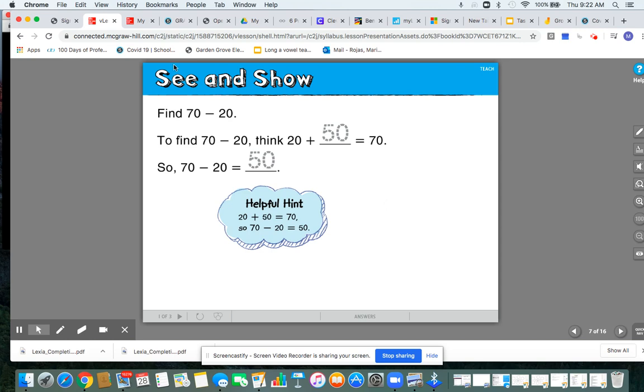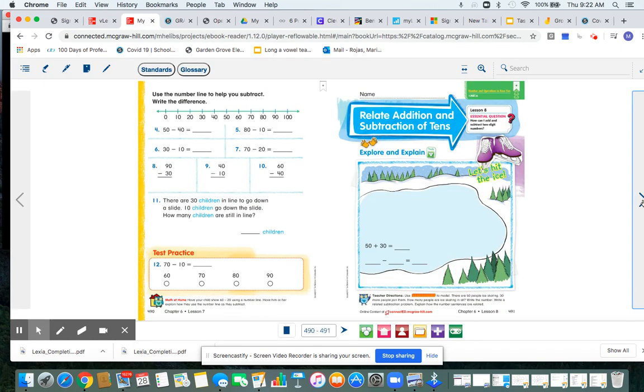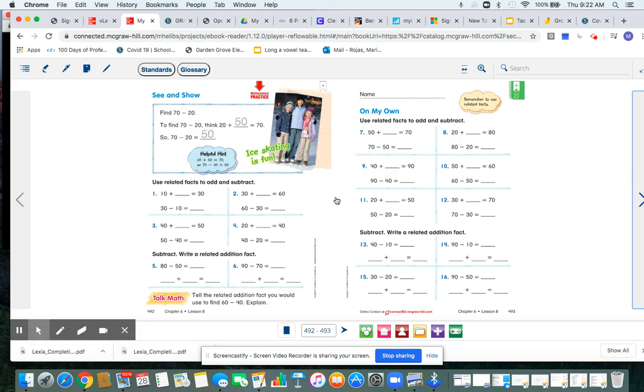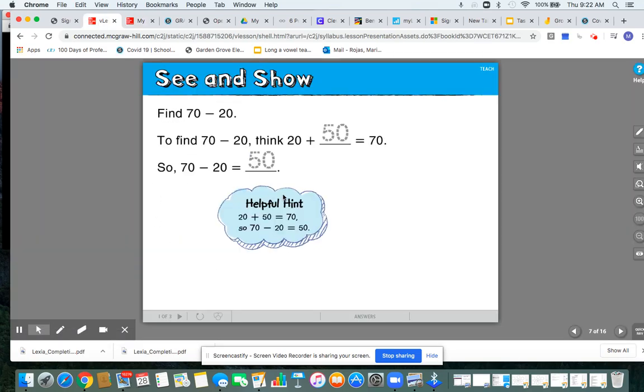Okay, so you should be on this page. You should see and show. It looks like that, your side. And then this is bigger so that you can see it. So here I have find 70 minus 20. So to find 70 minus 20, you need to think 20 plus 50 is equal to 70. So 70 minus 20 is equal to 50.